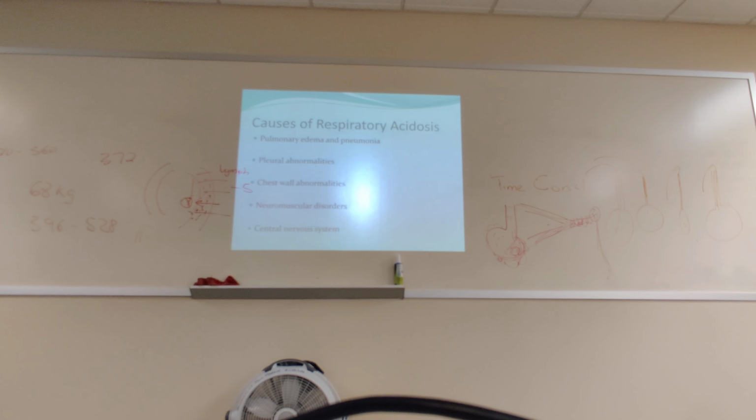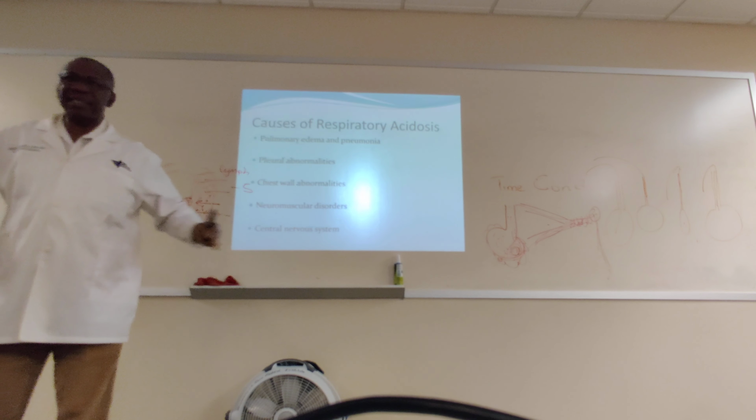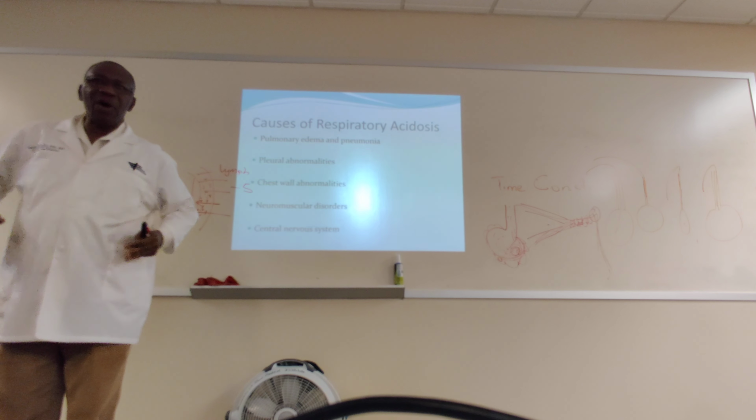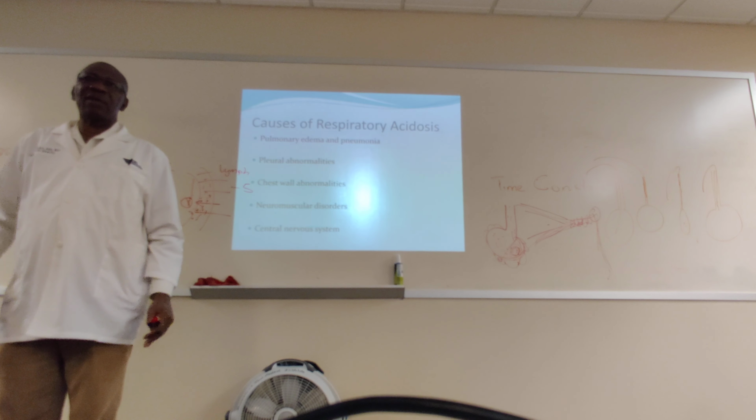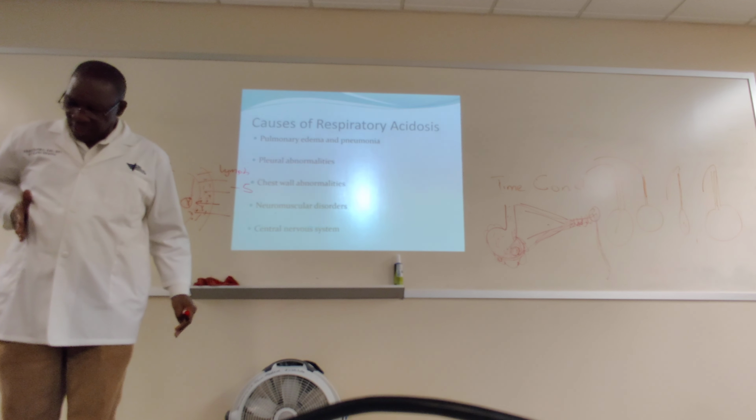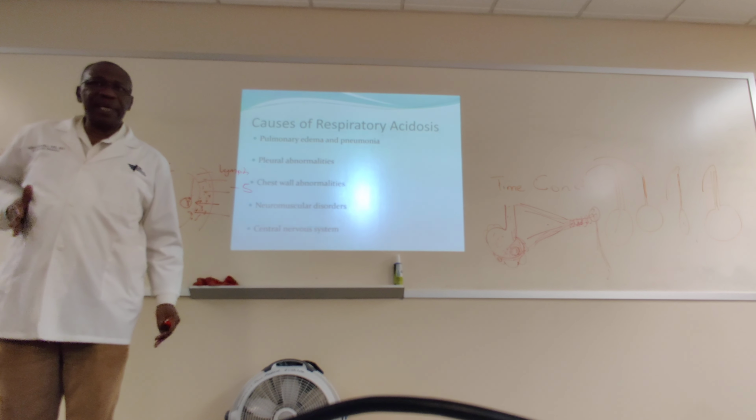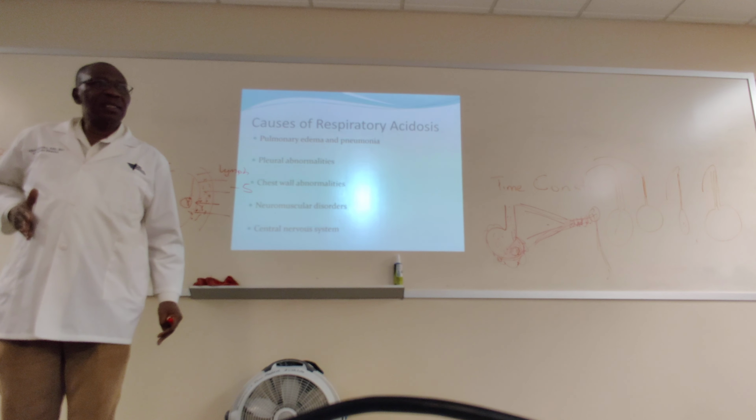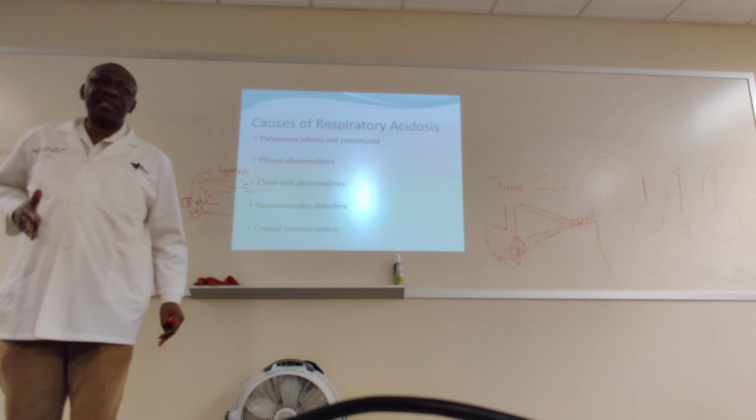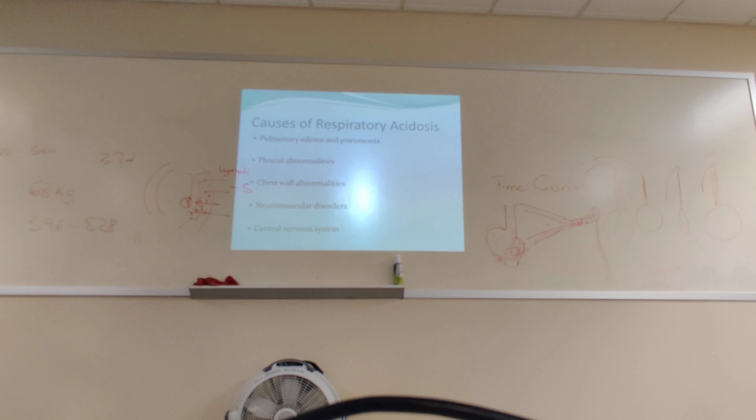Chest wall abnormalities, yes. Look, for your lungs to be compliant, your chest wall has got to be compliant as well. Like if I'm doing this and trying to breathe, well, they have nowhere to go. If you have trauma here, which caused flail chest, well, your lungs can't expand. So that may cause respiratory acidosis.